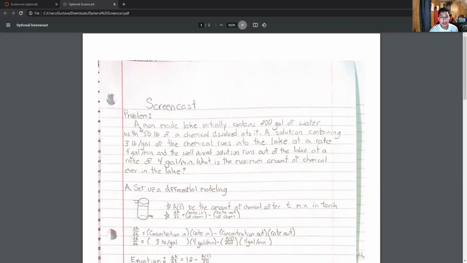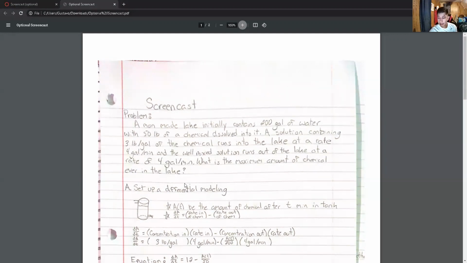So our problem here is: a man-made lake initially contains 200 gallons of water with 50 pounds of a chemical dissolved into it. A solution containing 3 pounds per gallon of the chemical runs into the lake at a rate of 4 gallons per minute, and a well-mixed solution runs out of the lake at a rate of 4 gallons per minute. What is the maximum amount of chemical ever in the lake?